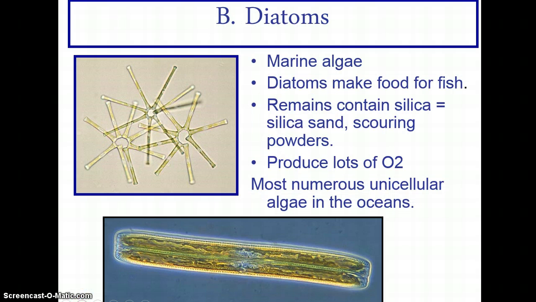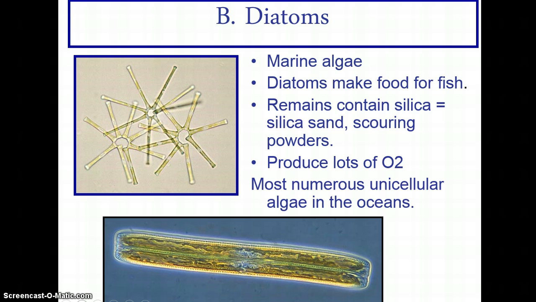Diatoms. Diatoms are another organism that can go through photosynthesis, but they can possibly also move like an animal. They are considered marine algae. They make food for fish, so fish eat these diatoms, so they're a good source of food for fish. As diatoms die, their remains will go to the bottom of the ocean, and they are the main source of silica sand because their cell walls are made of silica, and we use them in scouring powders and other items.